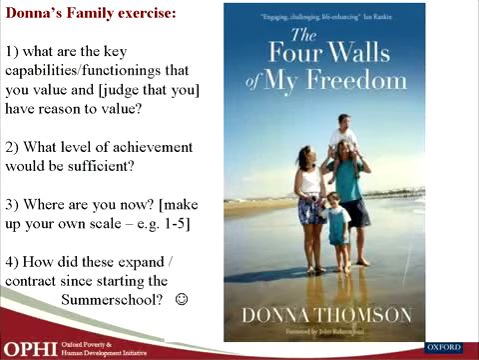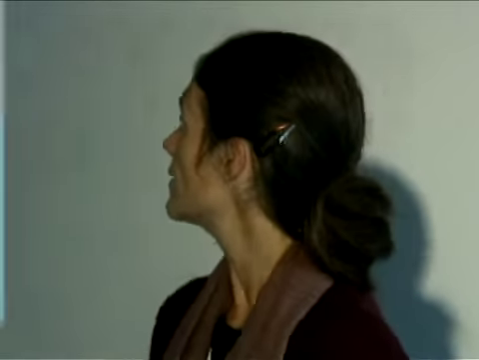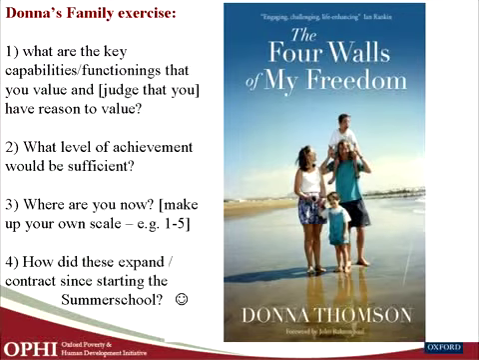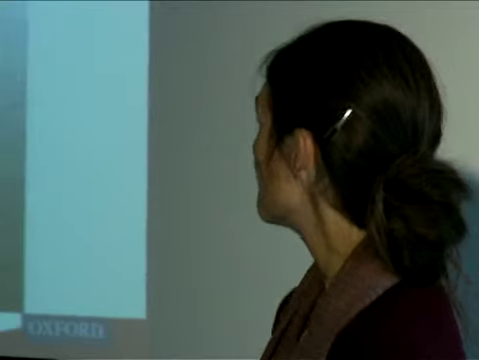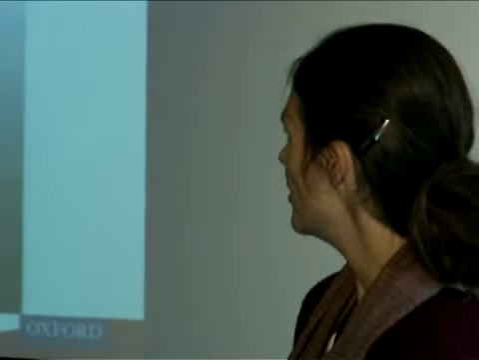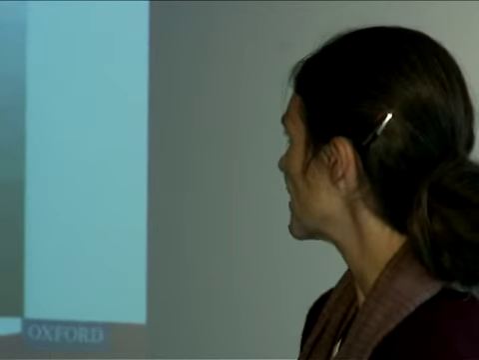And then what level of achievement did they think would be sufficient? So each of the family members discussed what their cutoff would be for their own happiness or for their own well-being in the different functionings. And then they each rated themselves where they were on a subjective scale from 1 to 5 at different points in their life retrospectively. So it was a recall questionnaire for each of her family members retrospectively to scale themselves and their achievements at different points in time.